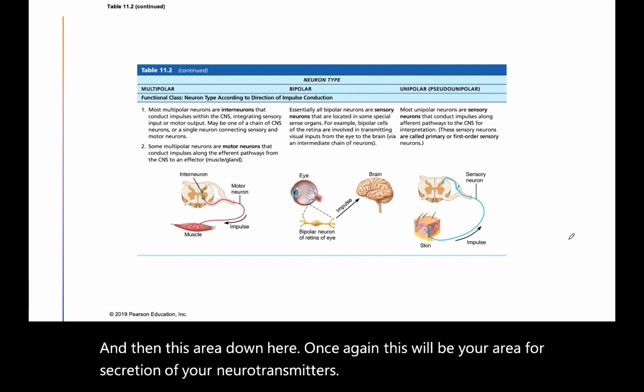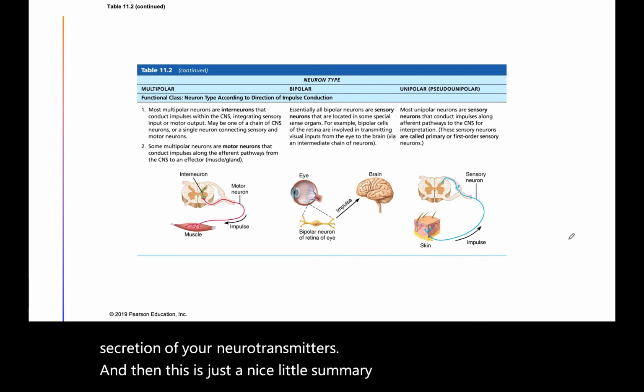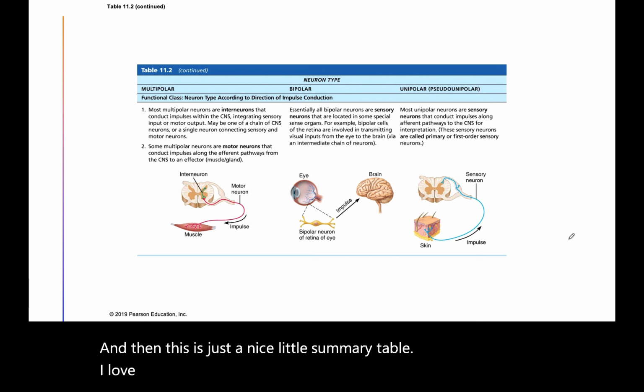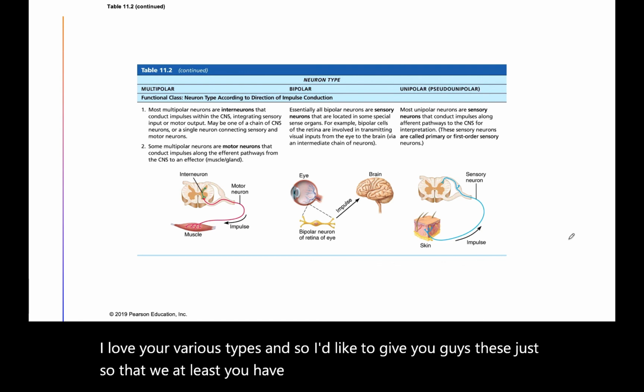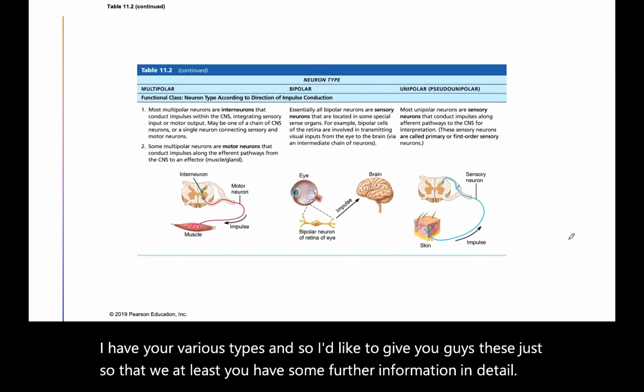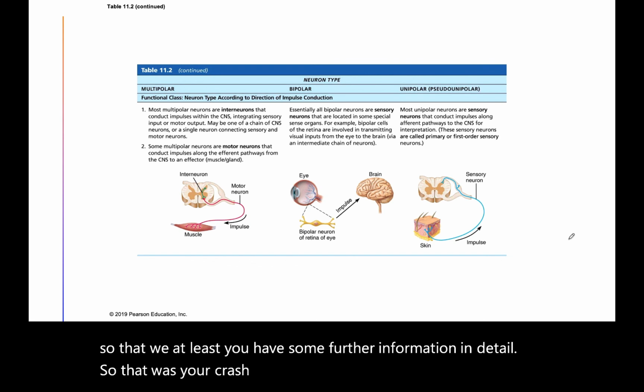And then this is just a nice little summary table of your various types. And so I like to give you guys these just so that at least you have some further information in detail. So that was your crash course introduction into the overall organization and function of the nervous system.